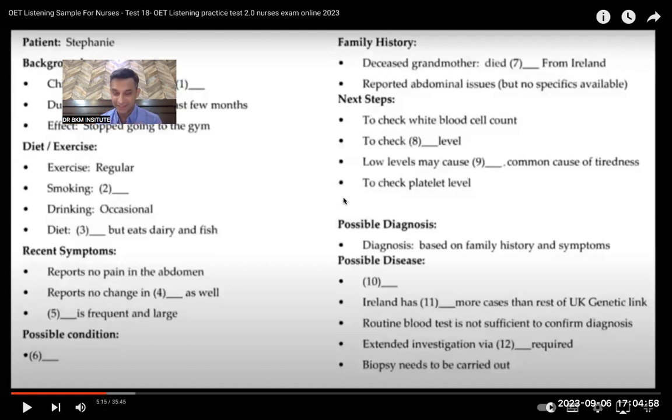So celiac disease, C-E-L-I-A-C. Again, the word is possibility.